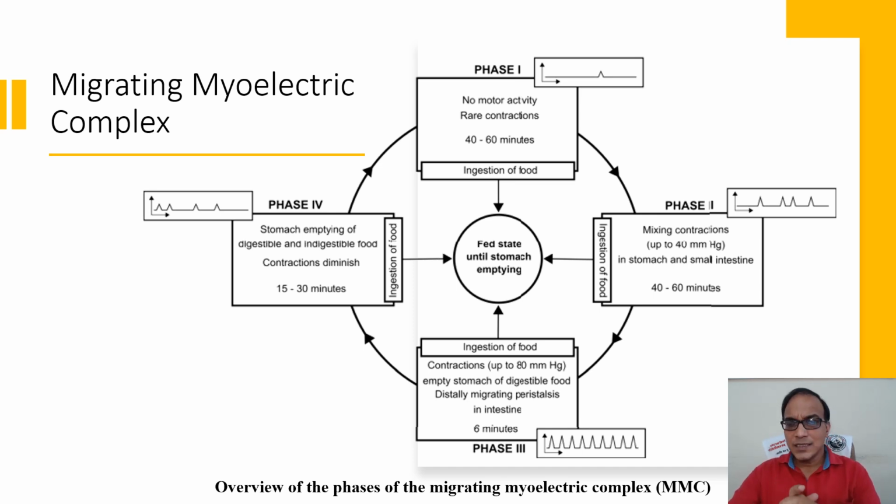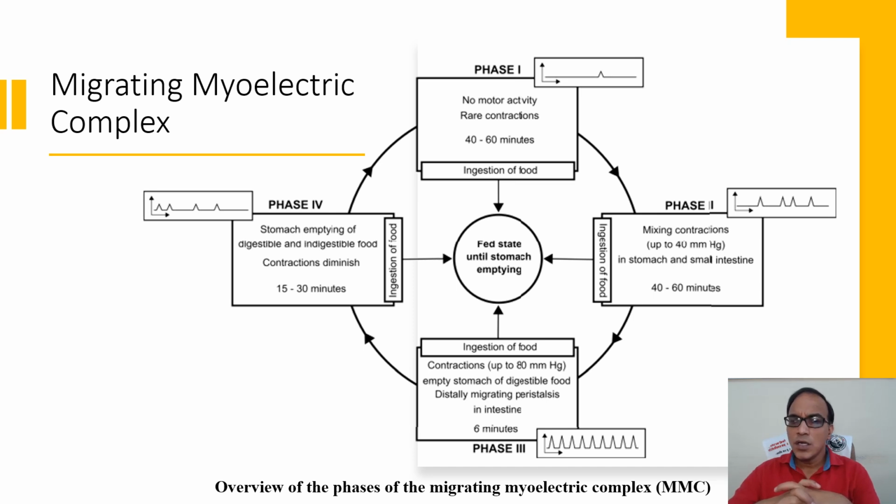As you can see, in the migrating myoelectric complex, there are four phases. This is the overview of the phases of the migrating myoelectric complex, MMC. In phase 1, there is no motor activity and rare contractions are there, and it remains for 40 to 60 minutes after the ingestion of food.